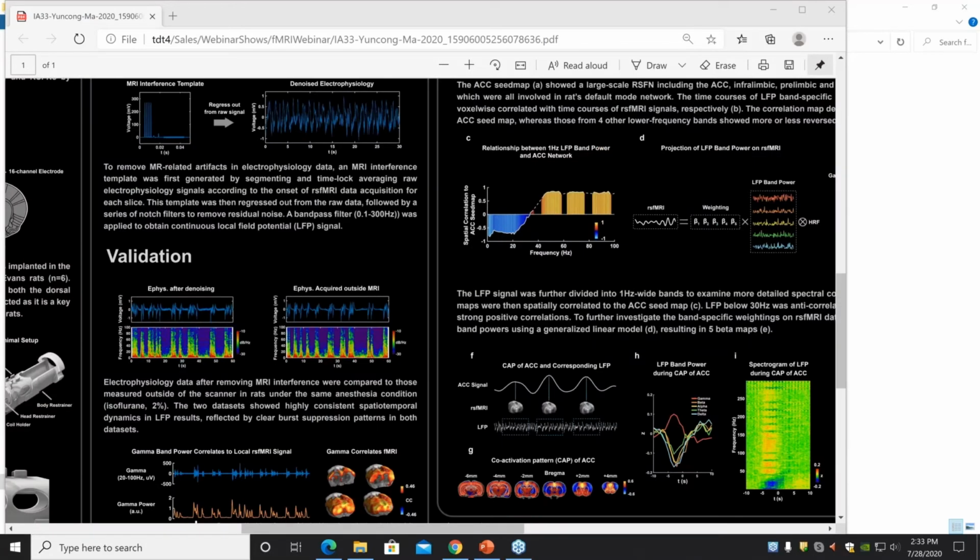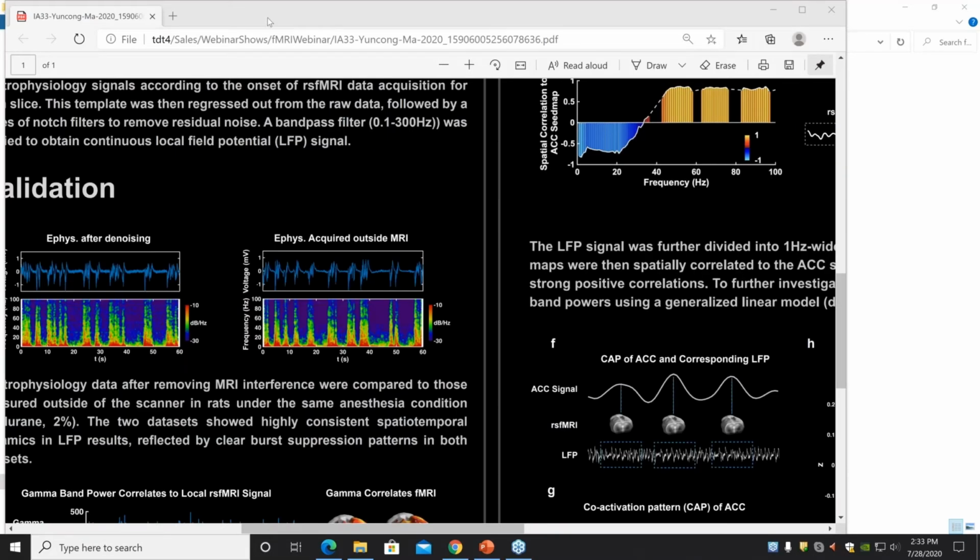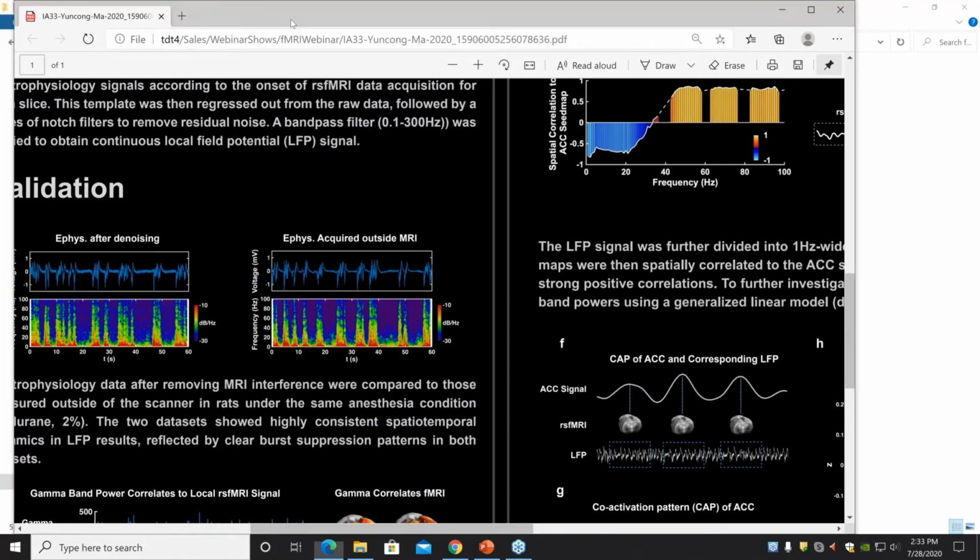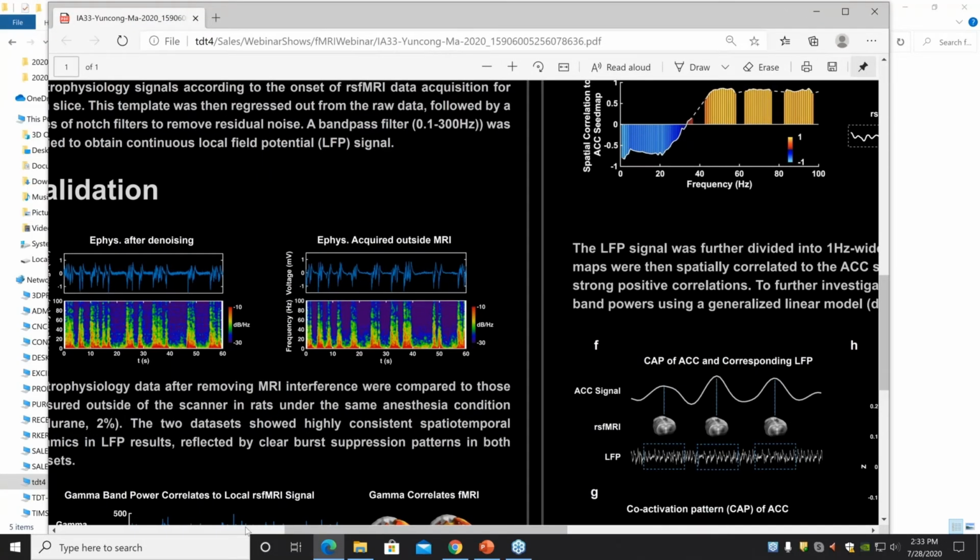So on the left is the data after removing the MRI interference, in which you could see periodic neural activity and intervals with no neural activity. And that shows consistent patterns compared to what we acquired out of the scanner. So we could use this as added validation for our methods. In this way, we can get continuous FP recordings rather than blanking out the MRI acquisition period. So in that way, we could get more information about this neural activation.